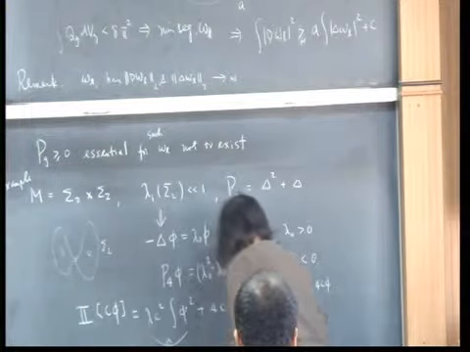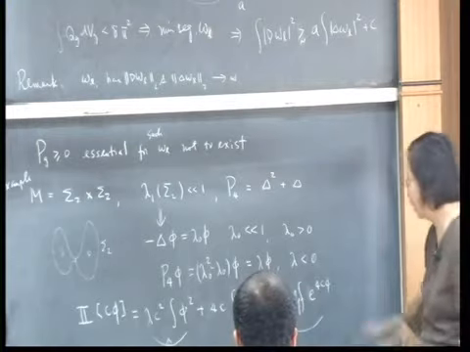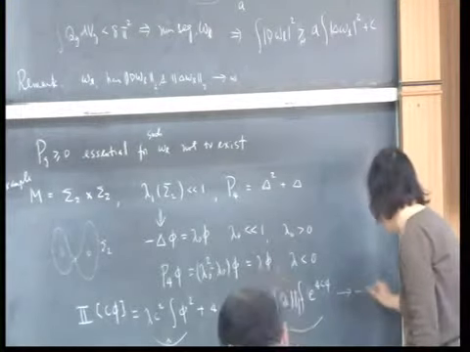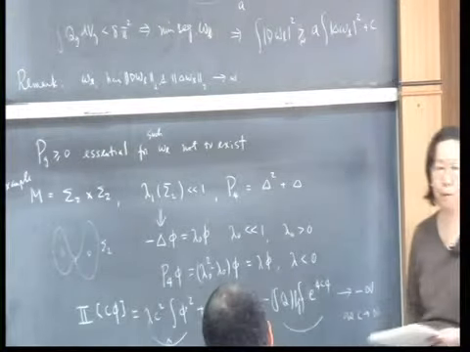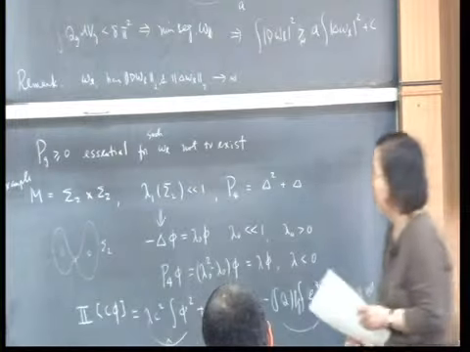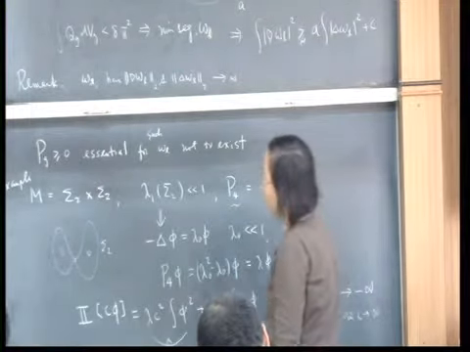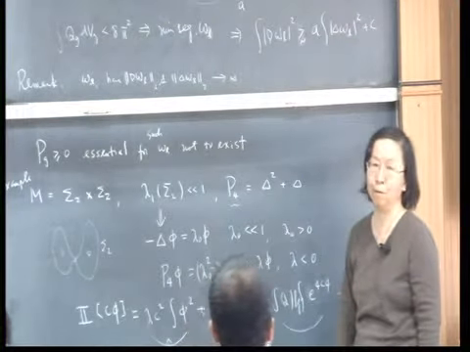As c tends to infinity. Okay, as c is very large, it becomes this. So this whole thing tends to minus infinity as c tends to infinity. That's the point I want to make. So when P4 has a negative eigenvalue, we do not expect this functional 2 to be bounded from below.